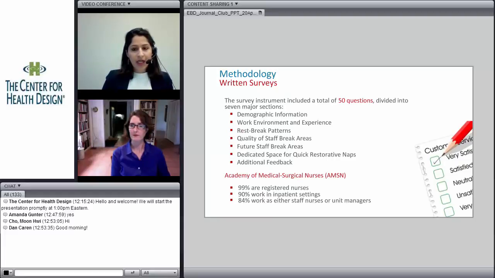And we did written surveys. The survey we designed includes some of the questions from some validated survey instruments. We also added or adjusted a few to tweak it for this study. It includes 50 questions, and it asks about the work environment, their break patterns, the quality of their existing break areas, and their preferences for future staff break areas. And we asked the Academy of Medical Surgical Nurses in the United States, with more than 10,000 members, to distribute this survey to their members on our behalf.